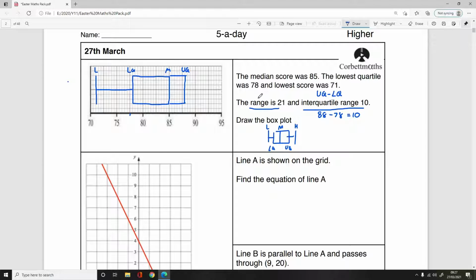The range, that's the biggest take away the smallest, or the highest take away the lowest, as I've labelled them here. We know that the lowest is 71. So for the range to be 21, we must have been doing 92 take away 71 to get it. So we can put in the highest value. Again, let's check my scale there. We can put in the highest value at 92. So that's my box plot.